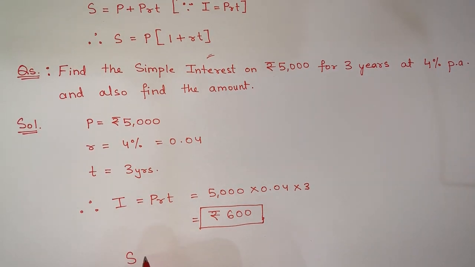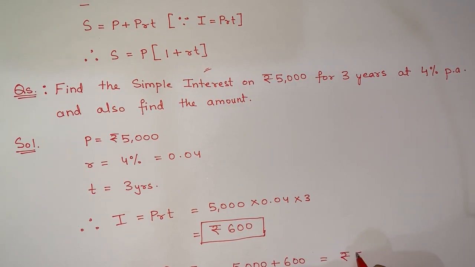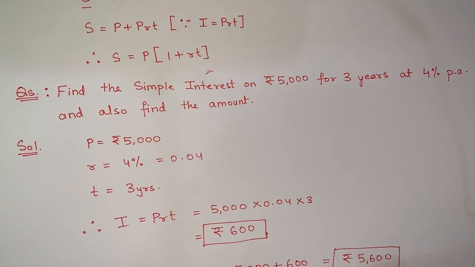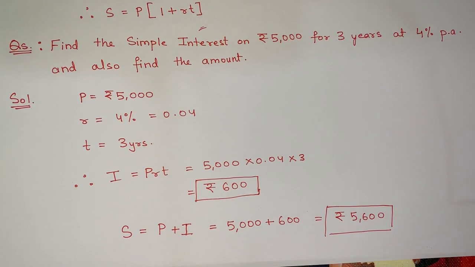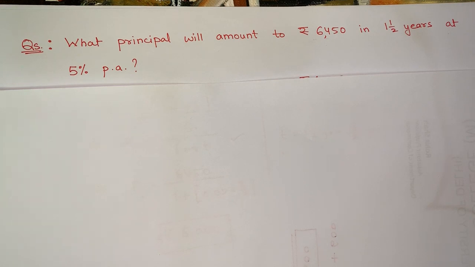And amount, next is amount. Amount is equals to principal plus interest, which is equals to 5,000 is the principal and interest is 600, which makes it to rupees 5,600. Amount is equals to principal plus interest, so 5,000 plus 600, which is 5,600. Now we will solve one more question of simple interest and then we will move ahead.